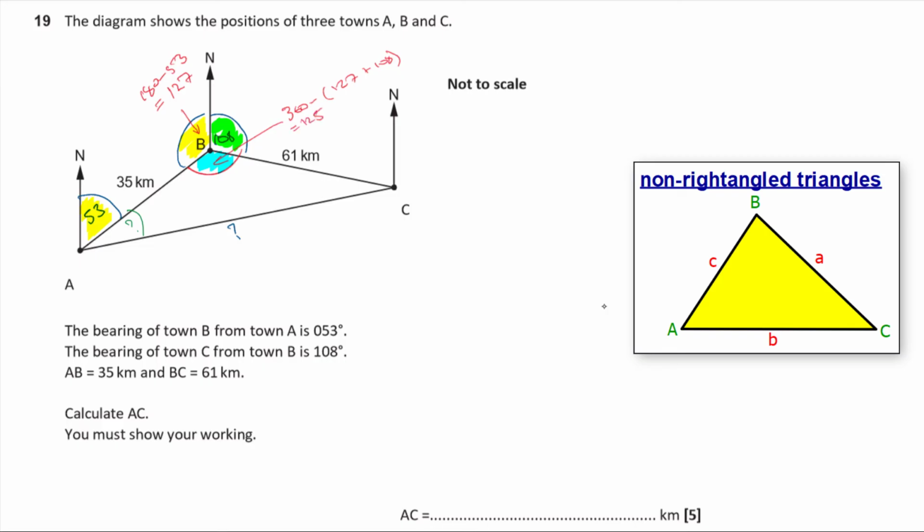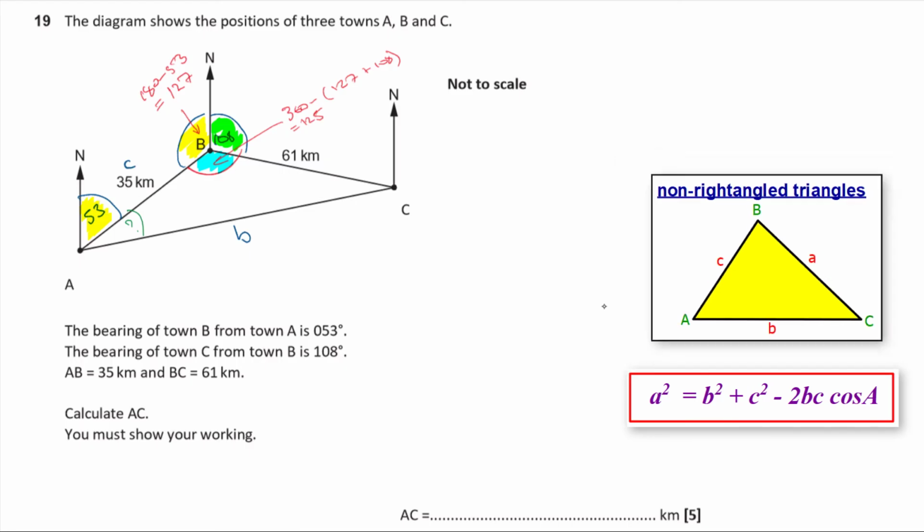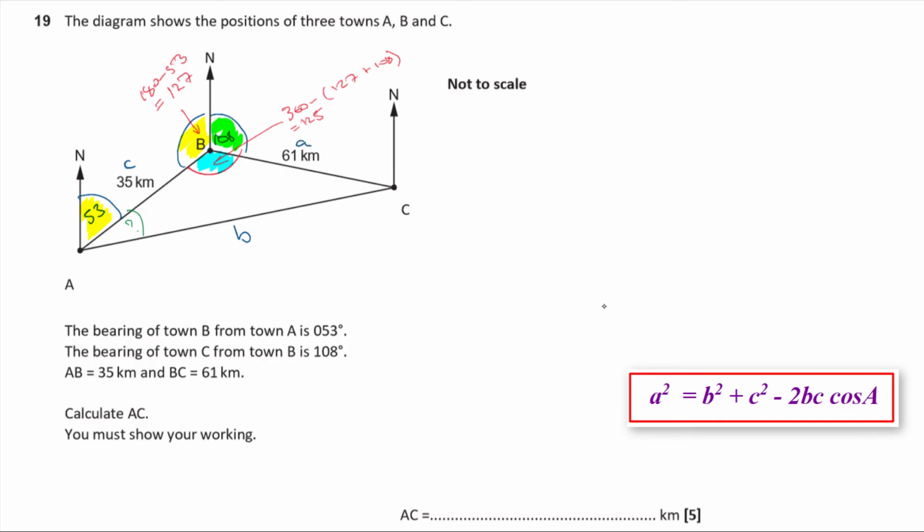Okay, so I've got two sides and an included angle, and I want the third side. So I'm going to write down the cosine rule. Now I actually want to find side b here, because that's the one opposite angle B. And this is side c because it's opposite angle C, and this must be side a because it's opposite angle A.